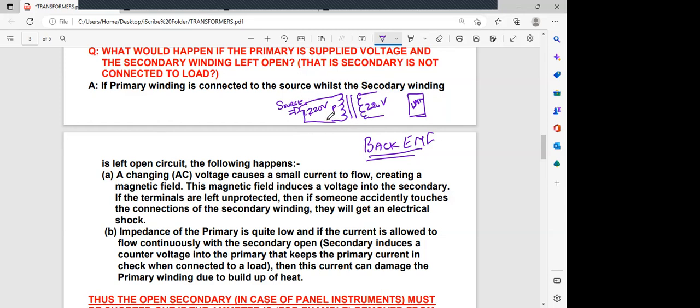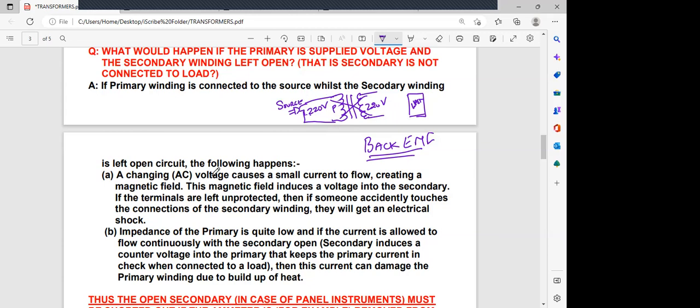can be very high. When it's going to be very high, obviously your insulation is going to get heated up. That instrument, the transformer, the primary is going to get heated up. And very soon your transformer will become kaput. Your primary will get burnt out.